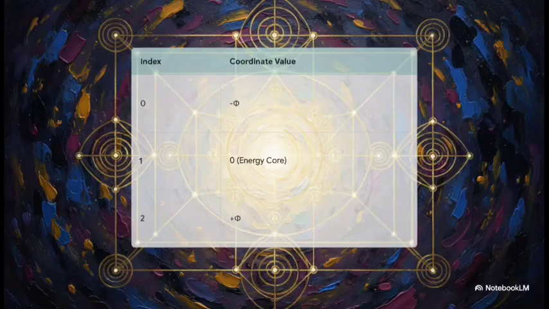And this is where it gets truly mind-bending for me. Take a look at its internal coordinate system. It sees the world as a 3x3x3 grid, but the points on the grid aren't -1, 0, 1. No, they are negative phi, 0, and positive phi. And what's right there, smack in the middle, at coordinate 0, 0, 0, the code calls it the energy core. The system's entire concept of space is literally built on the golden ratio.